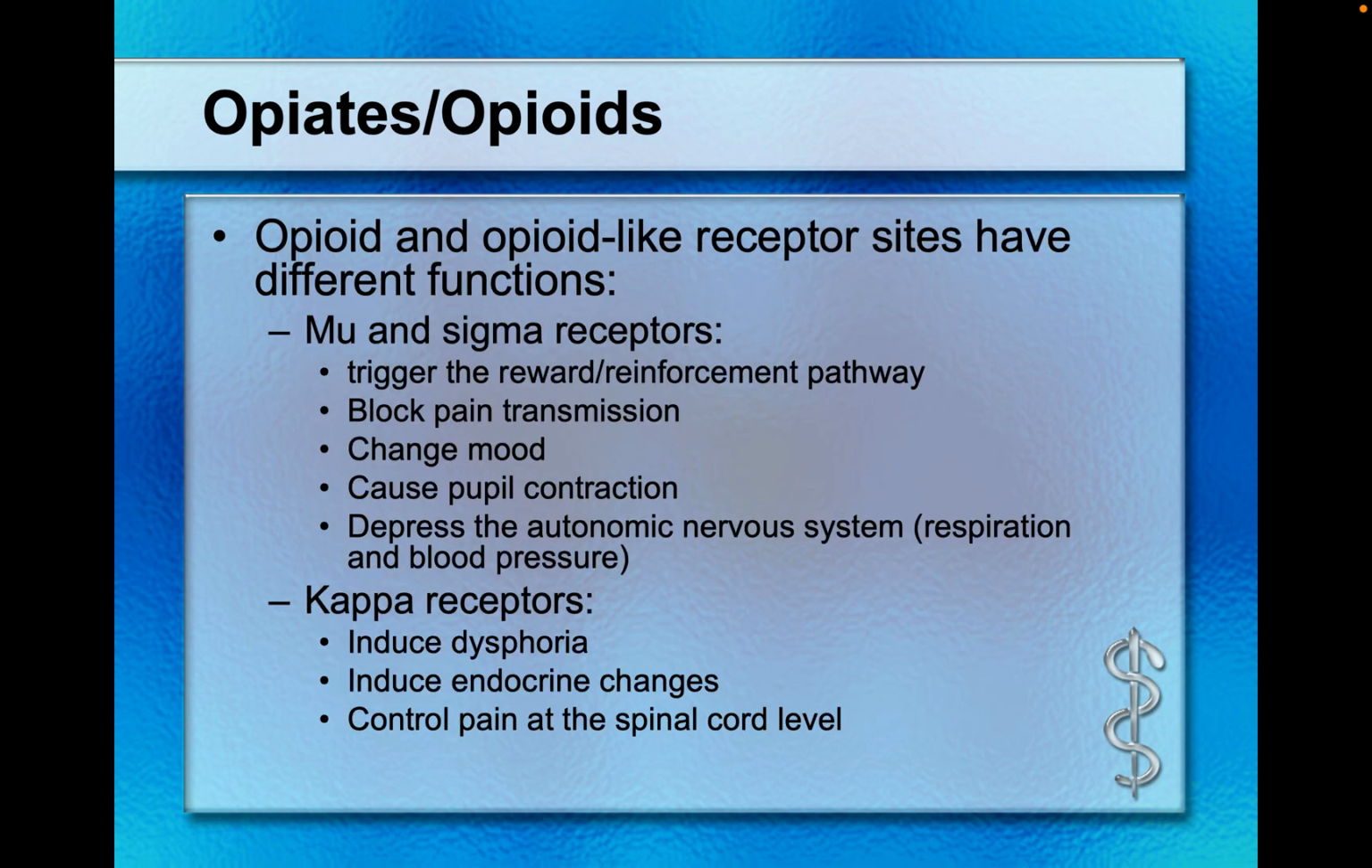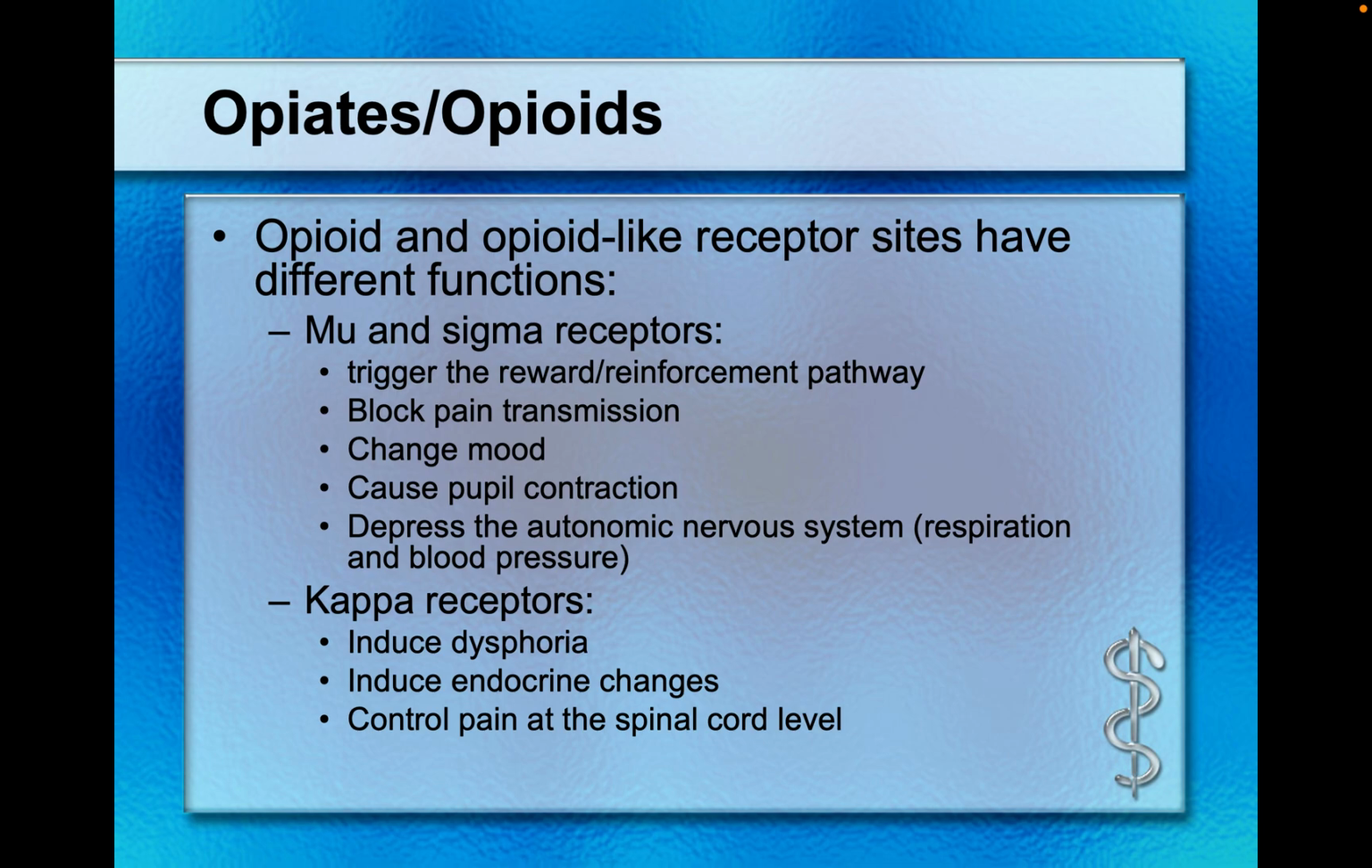Opioid and opioid-like receptor sites have different functions. Mu and sigma receptors trigger the reward reinforcement pathway, they block pain transmission, they change mood, they cause pupil contraction, they depress the autonomic nervous system. The autonomic nervous system, of course, has to do with your blood pressure and your respiration. So when you take an opioid, your blood pressure drops and your respiration becomes more shallow.